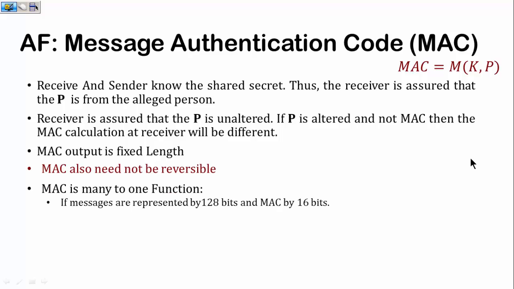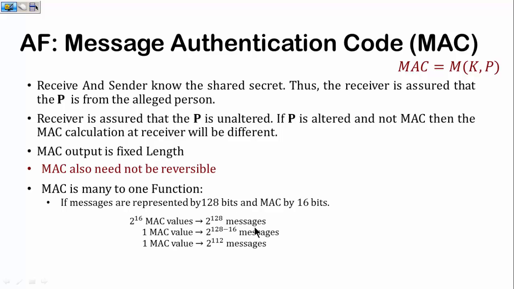MAC is a many to one function, because now you see that MAC has got a separate key for itself. So if you have a message that could be represented with 128 bits, and the MAC could be represented only with 16 bits, and here we also said that the MAC output is fixed length. That means the output is in 16 bits, the message could be in 128 bits, or the message could be in 4 bits, right. So if the message is represented by 128 bits, that means you have 2 to the power 128 messages, and for those you can only generate 2 raised to the power 16 MAC values, right. That means one MAC value will be there for 2 raised to the power 112 messages. So there are 2 raised to the power 112 messages that will have the same MAC value.